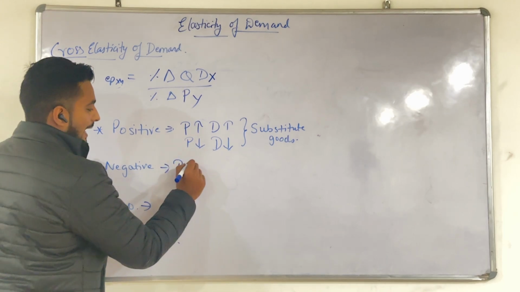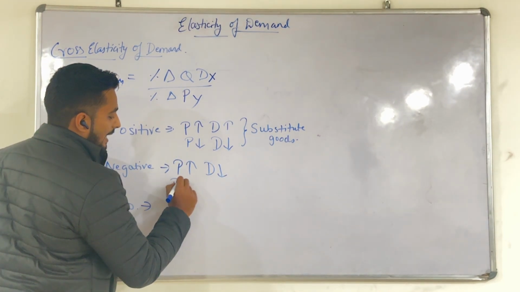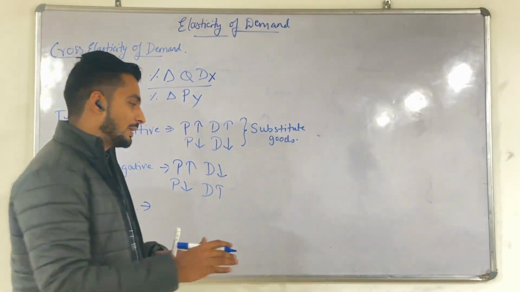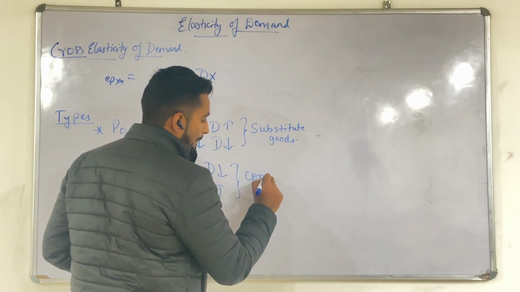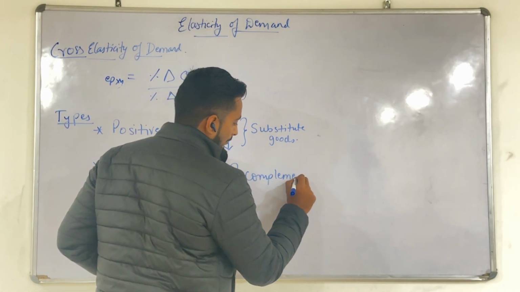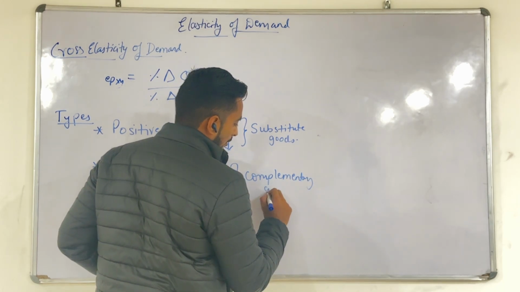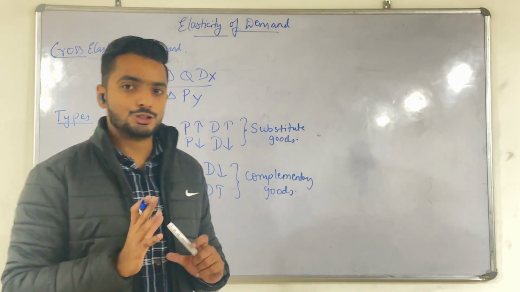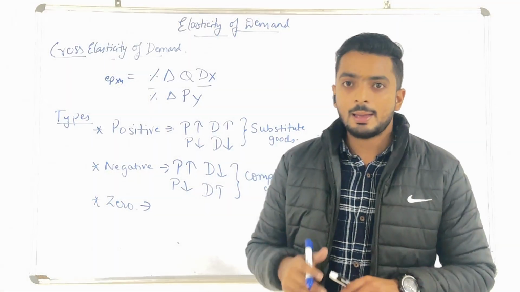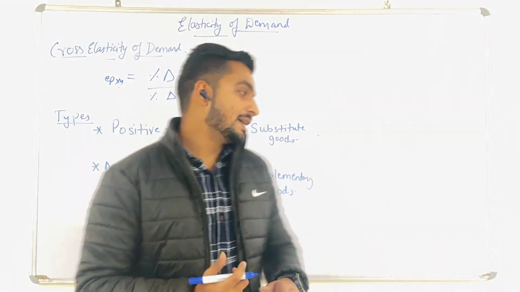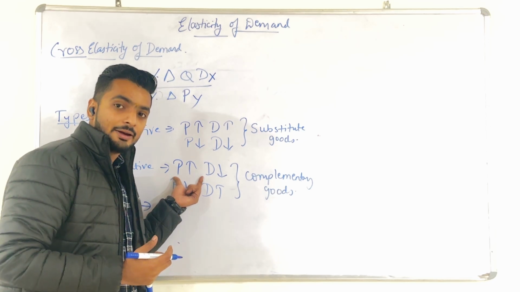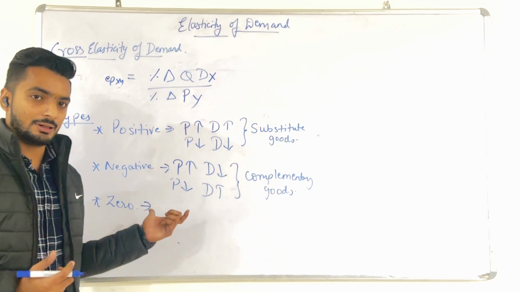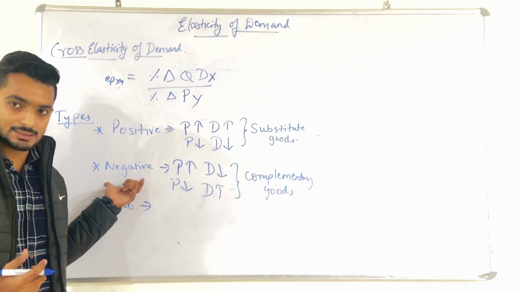Negative means price increases, demand falls, and price falls, demand increases, which shows an inverse relationship. That is the case of complementary goods. Complementary goods are those which are jointly demanded, like car and petrol, pen and ink. Okay, if the price of petrol increases, demand for cars will decrease. That is the case of complementary goods, which shows negative cross elasticity.